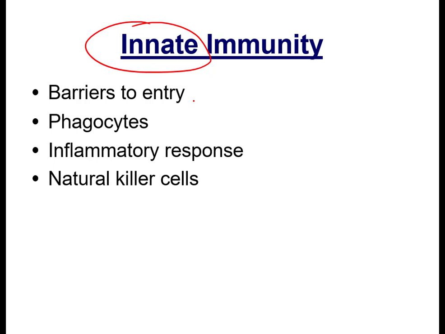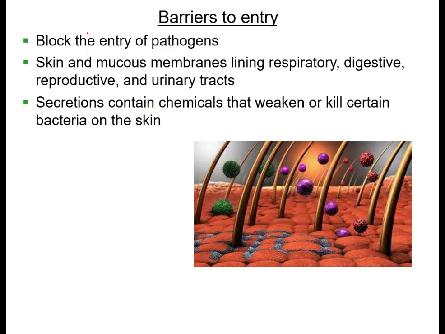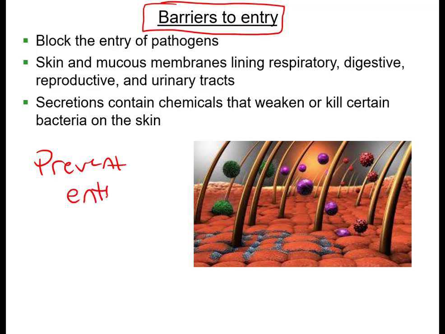So the inborn, non-specific, always there with you throughout your life immunity. The first component of the innate immunity is the barriers to entry. So this is basically anything in your body that will prevent the entry of a foreign invader or pathogen. And there's three main components of things that'll prevent entry of pathogens. The first is your skin, your skin that surrounds your body. This is a major barrier for pathogens.